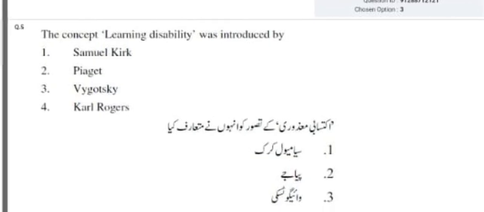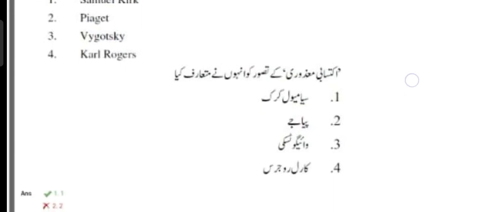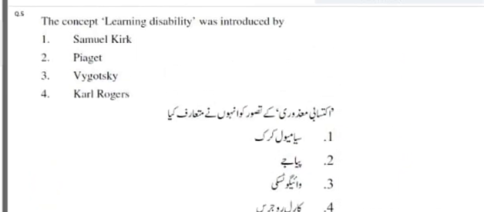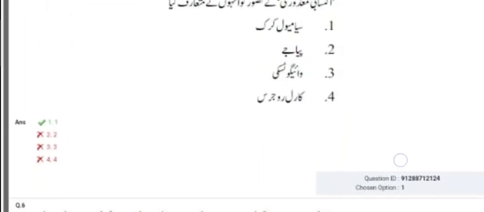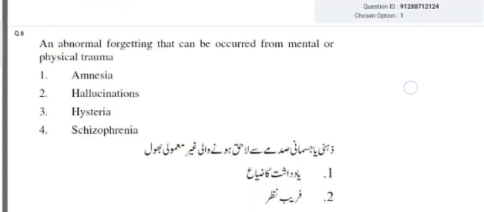The concept of learning disability was introduced by. So they have four options as usual: Samuel Kirk, Piaget, Vygotsky, Carl Rogers. So the answer is Samuel Kirk, first one. Next, we have the sixth question.